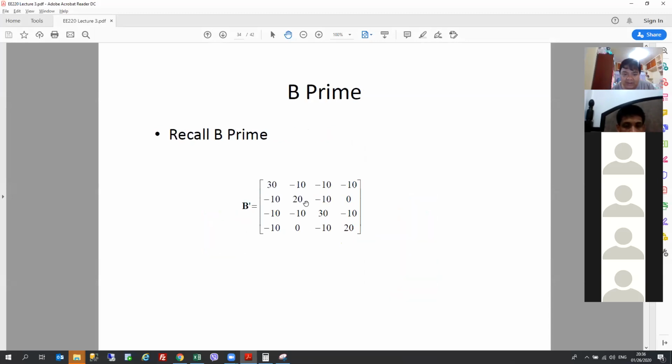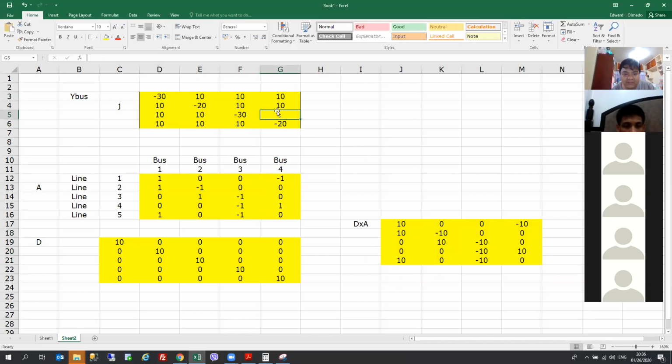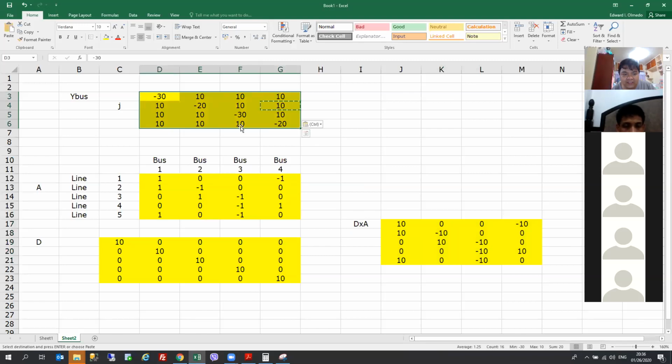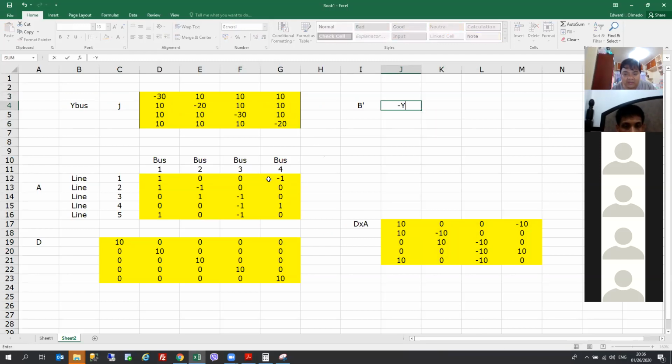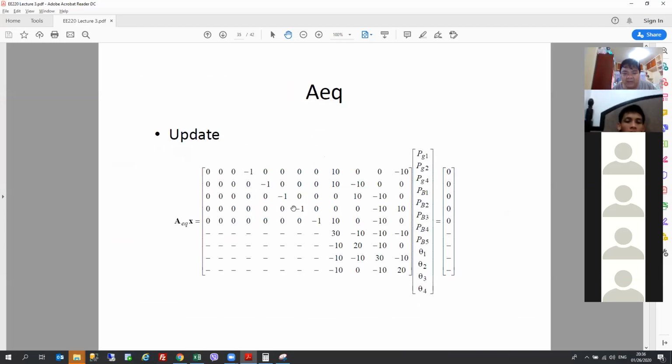Next, earlier we had B prime, our Y bus, oh I forgot, something is missing here. This Y bus, that's it. Okay? To get the B prime, it is just the negative of the Y bus. So just multiply all of this by negative. Eventually, you'll get this. Right? Now, once you get the B prime, put it in the lower right here.